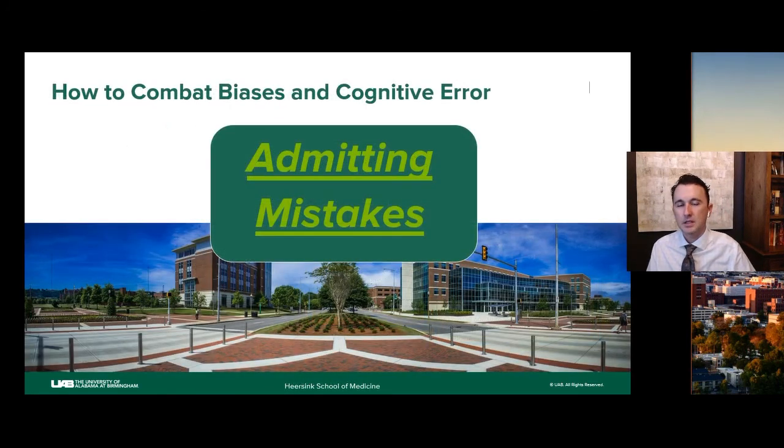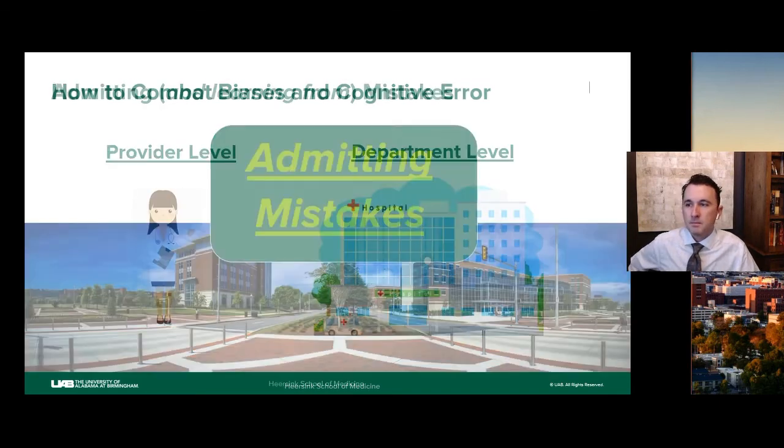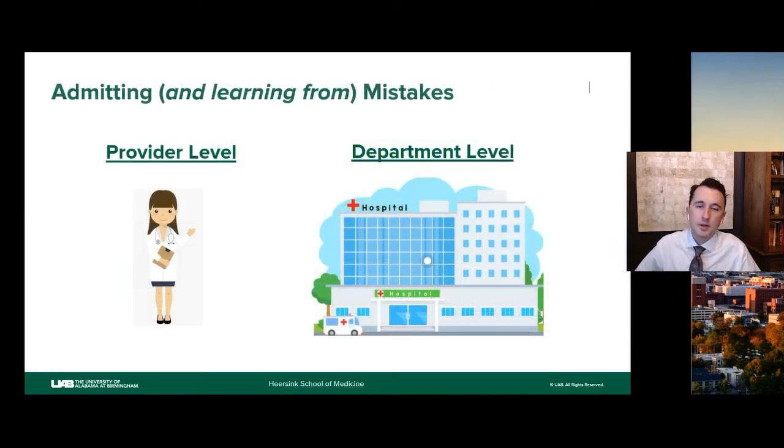Okay, the least fun of these techniques, admitting mistakes. When it comes to admitting mistakes, it has to be done on two different levels. The physician and APP level and the hospital level or the department level. As a provider, I'll be the first to admit that once I realize I've made a mistake, the first thing I try to do is justify my thinking, or I become defensive and I want to figure out or explain why I did what I did.